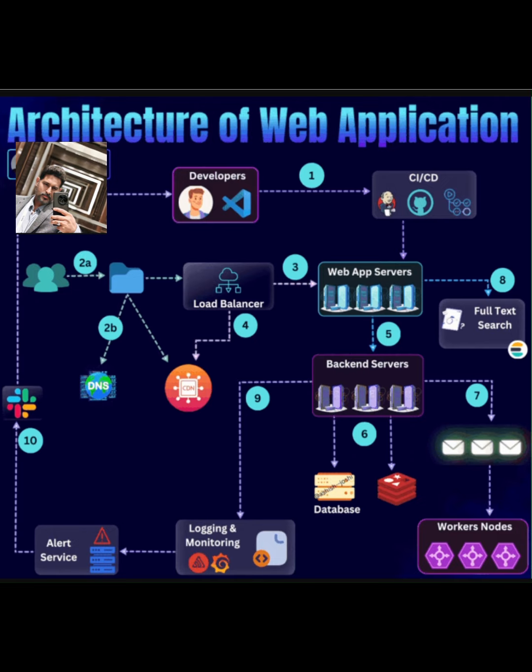The CI/CD pipeline streamlines development, the load balancer and auto-scaling enable high availability, and the separation of web app servers, back-end servers, and worker nodes supports modular design. Full-text search enhances user experience, while logging and monitoring with alerting ensures proactive issue detection. If you're building a web application, this design is a solid foundation to start with.